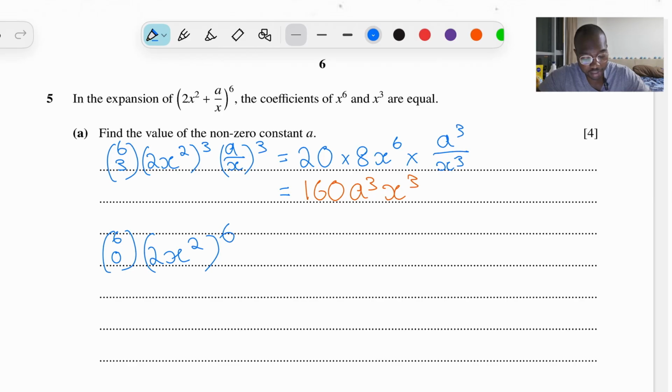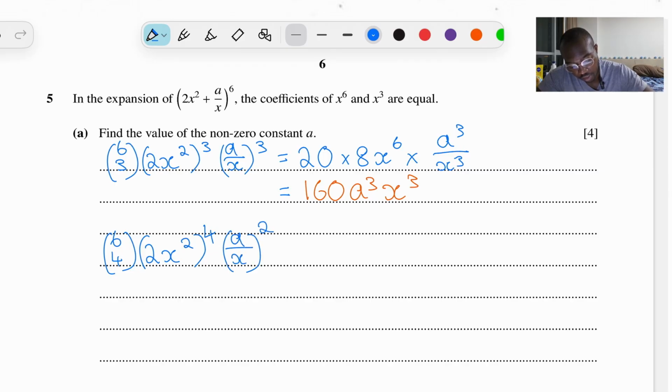But if you worked that out, you would get a 2x to the power of 12, and we don't want a 2x to the power of 12. So you should be very careful about how you do this one. With this one, you have to think about what value would give me x to the power of 6. Actually, it would just be 6 choose 4, because 6 choose 4, and if we work this out, that will give me a 2x squared all to the power of 4, and that will be times by an ax squared.